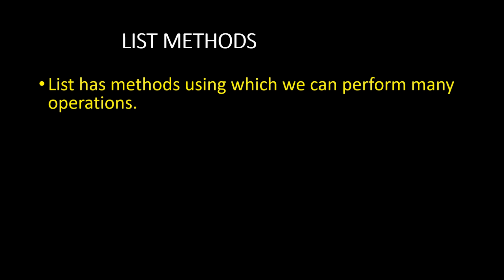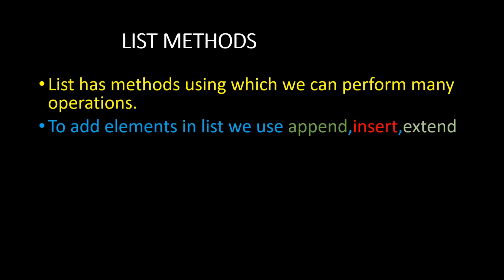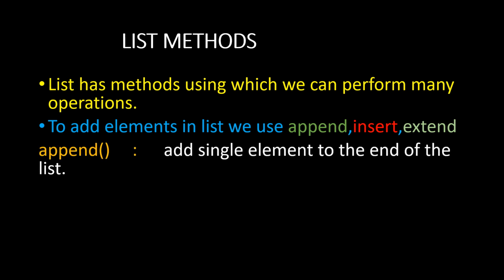Now let's discuss list methods. List has various methods using which we can perform many operations. Let's say now I want to add elements in the list. To add elements in the list, I can use append method, insert method or extend method. So when to use append, when to use insert and when to use extend. Let's see. Whenever I want to add a single element at the end of the list, then I will use append method. So append method is used to add the element at the end of the list.